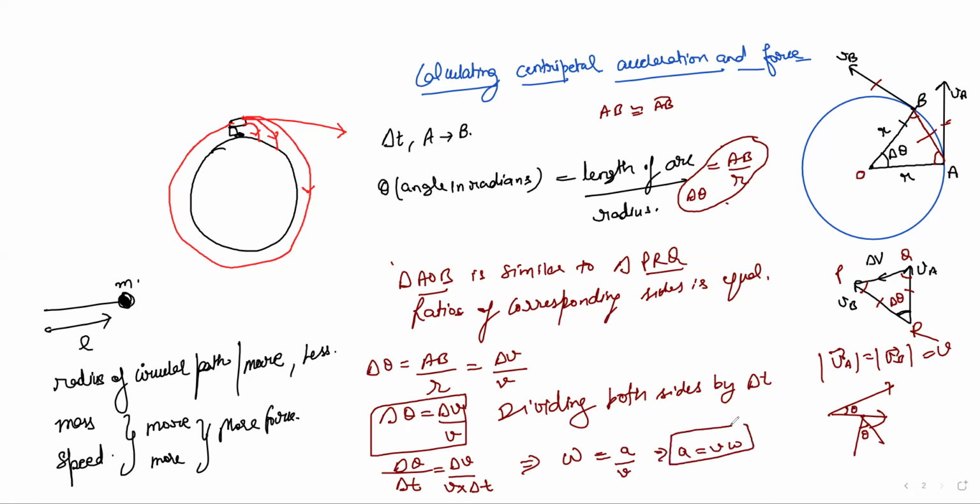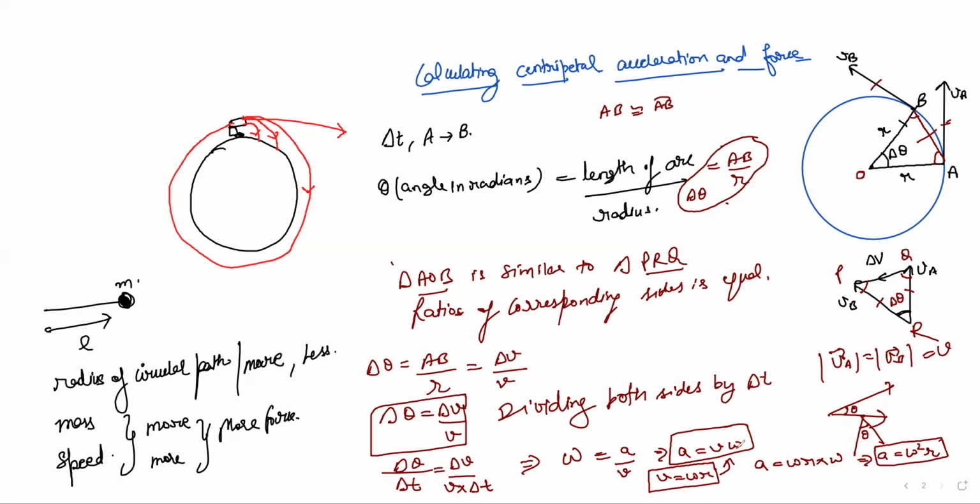Further, we have derived the relation that V is equal to omega R. If you remember, we have derived this relation, the linear speed and angular speed relation. So if we substitute this value here, we will get A is equal to omega R into omega. We will get A is equal to omega square R.